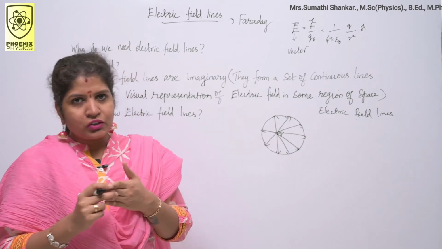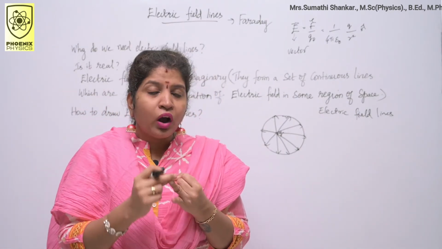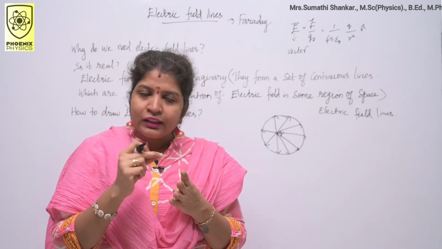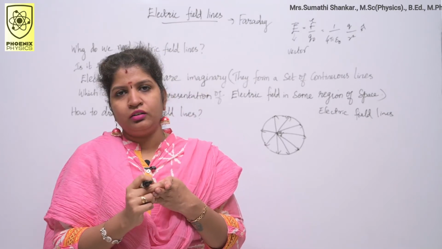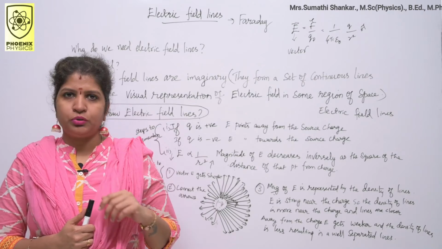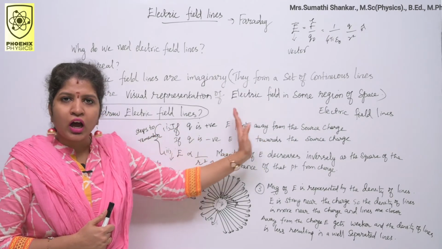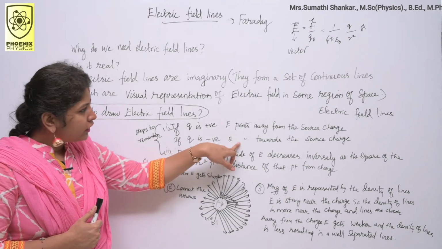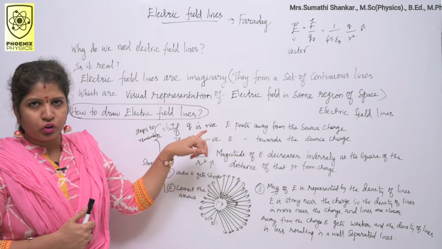So far we discussed who invented electric field lines, why we need electric field lines, is it real, and then the definition of electric field line. If you want to draw electric field lines, you have to remember two rules. First one, if Q is positive, E points away from the source charge. If Q is negative, E points towards the source charge. We have already studied this point.